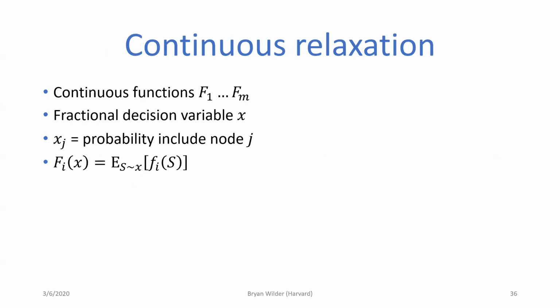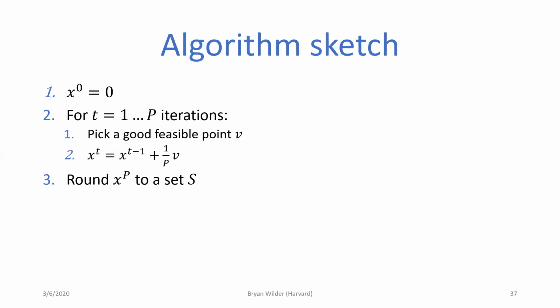The idea is that I'm going to have a set of objective functions, f1 through fm. And so these objectives are, instead of being defined on the discrete set of nodes that I picked, going to be defined on a fractional decision variable that measures the probability that I include any given node in my solution. And so now I can define my continuous relaxation to be the expected value of a discrete set where I include every node independently with the corresponding probability.